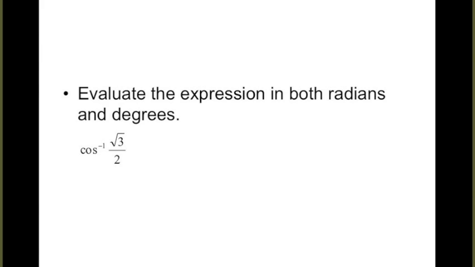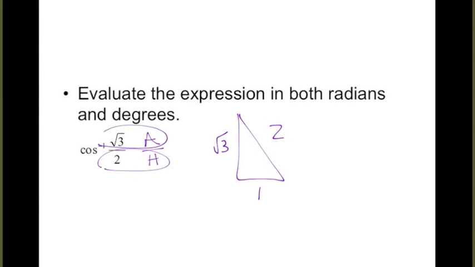This one we're given cosine. What is SOHCAHTOA for cosine? Adjacent over hypotenuse. Which triangle has hypotenuse 2? 30, 60, 90. In that 30, 60, 90, which angle is adjacent to the square root of 3? 30. The 30 is right next to the square root of 3. And 30 goes into 180 6 times.